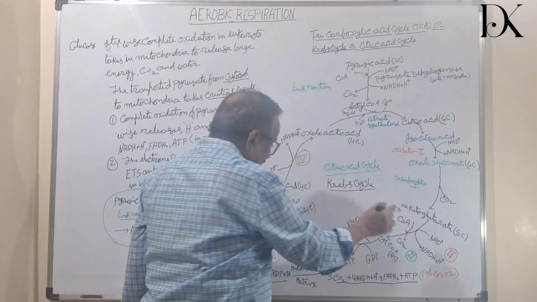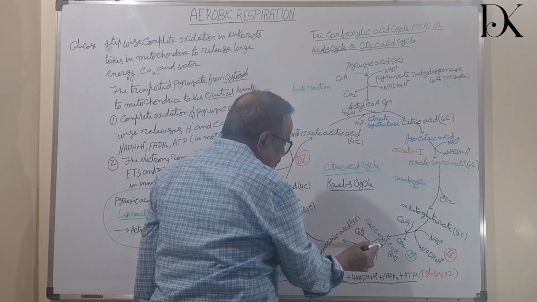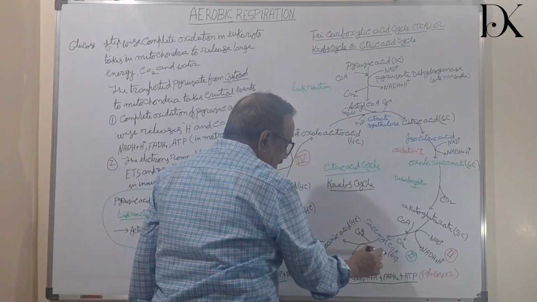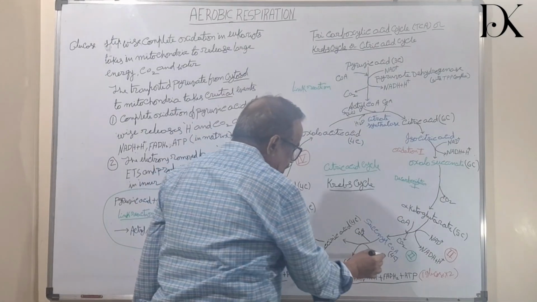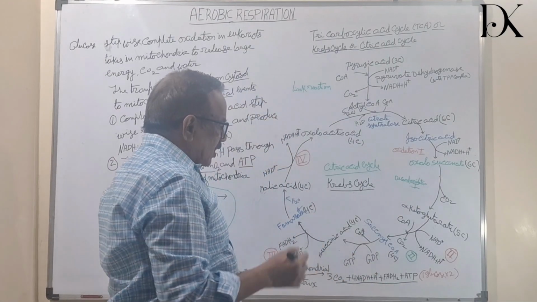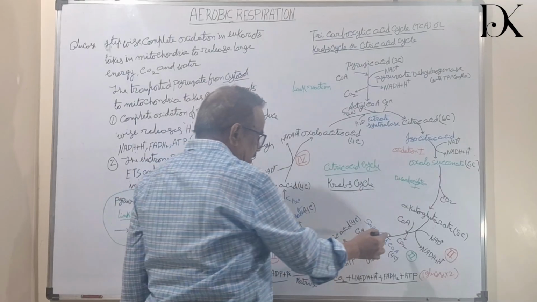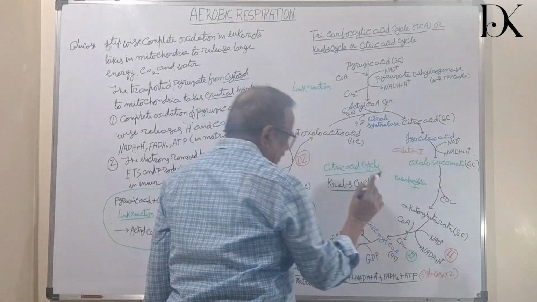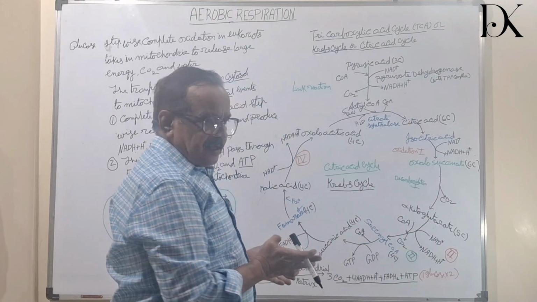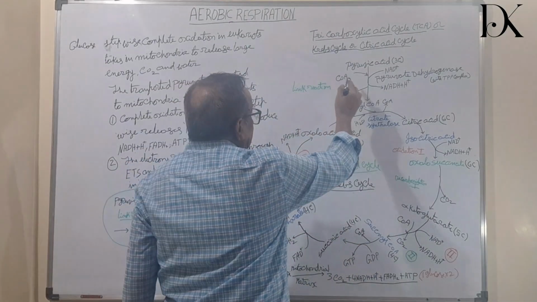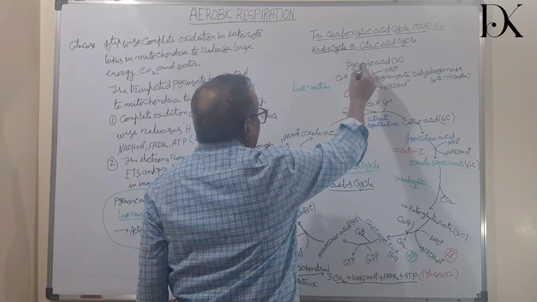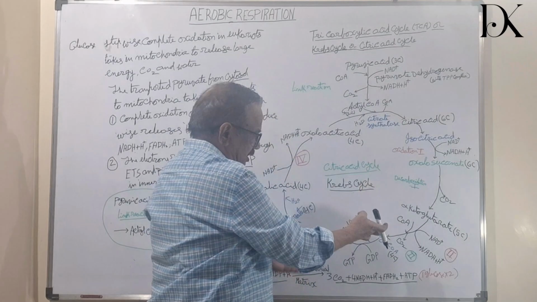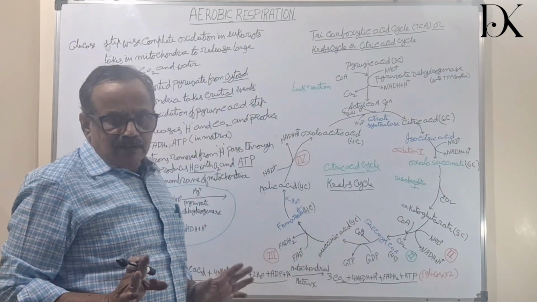So alpha ketoglutarate will become succinyl coenzyme A, because it has taken coenzyme A here, and succinyl coenzyme A is formed. That is a 4-carbon compound, which means one carbon dioxide is lost. Decarboxylase, dehydrogenase, oxidase, all these things happen here. I told you, decarboxylase, oxidase, and dehydrogenase, all the things take place here.